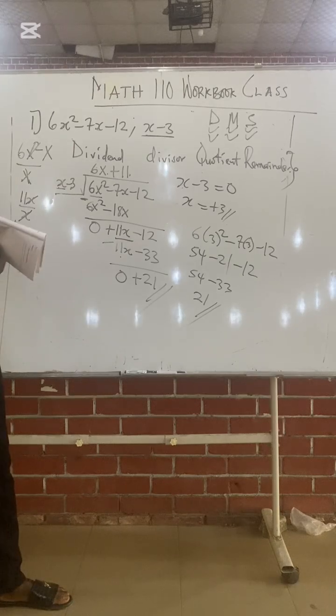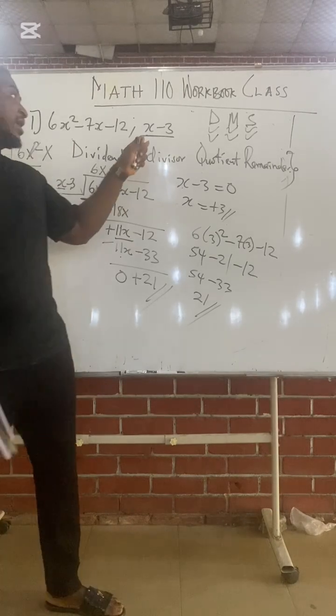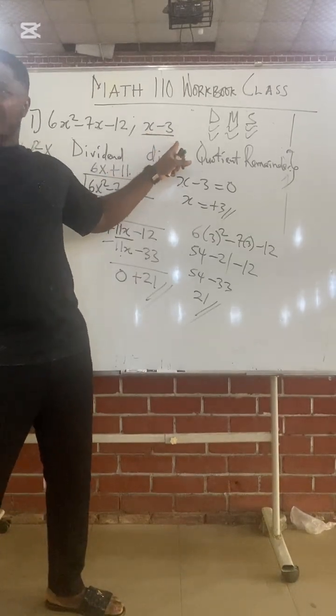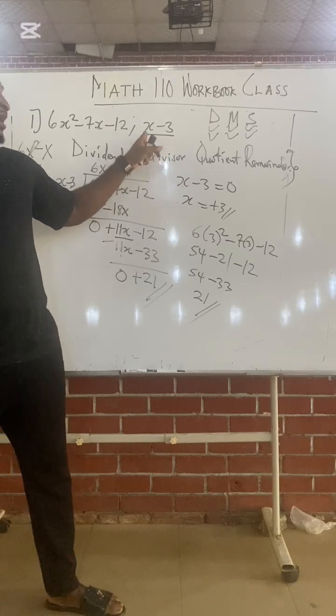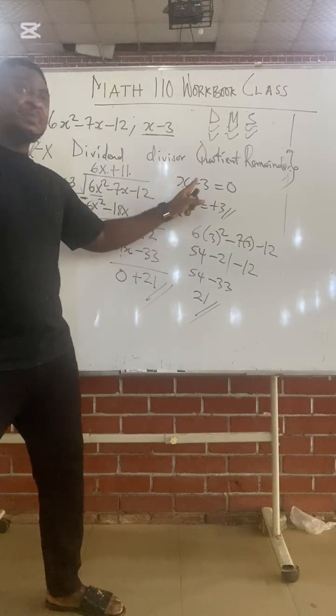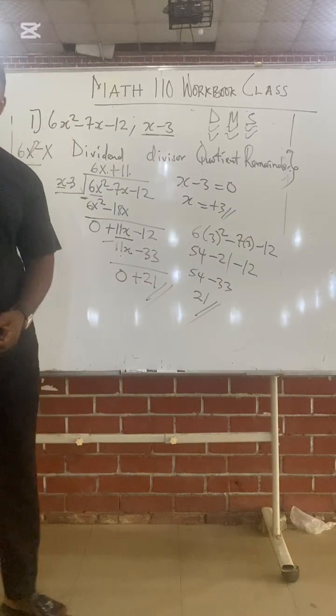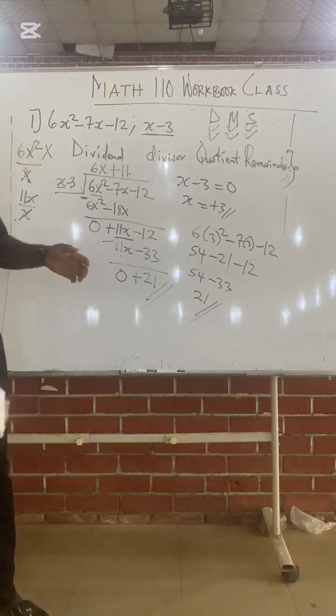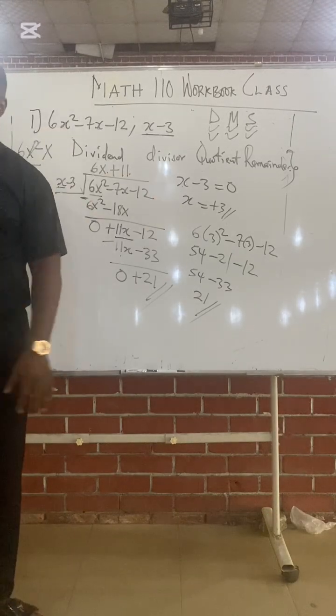Without doing long division, I'll come again one more time. Equate the divisor to 0 and solve for x. Equate the divisor to what? 0. x minus 3 equals 0. How will you get x? Bring minus 3 to this side. It becomes plus 3. After getting plus 3, take the plus 3 and put it in the dividend. Put it in the what?